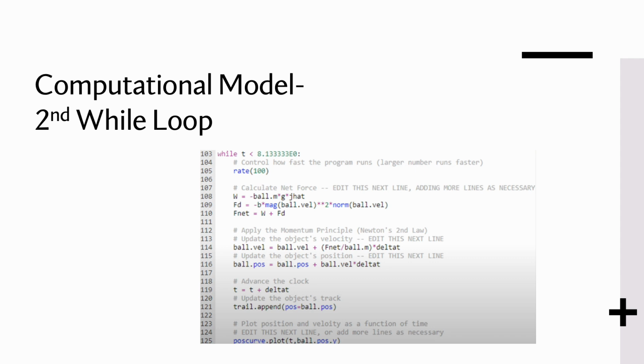In the second while loop, I considered the motion phase. Once the top of the slinky catches up, the system starts falling. Now gravity and drag act together, and we calculate the change in velocity and position using the same formulas.